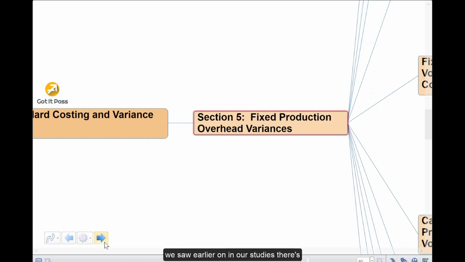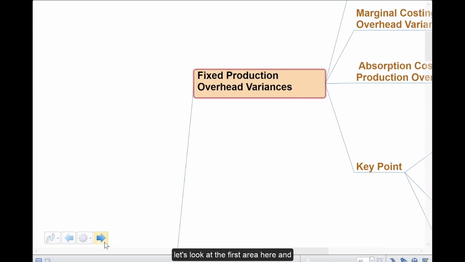Now, we saw earlier on in our studies there's a difference between non-production and production. We're talking about things that are directly linked, let's say, in a manufacturing context to the manufacture of a product. So let's look at the first area here and the different types of variance.